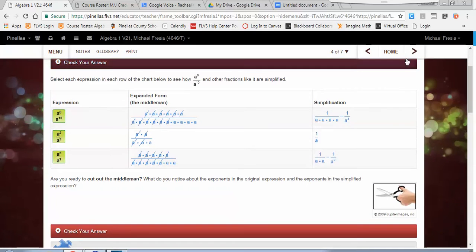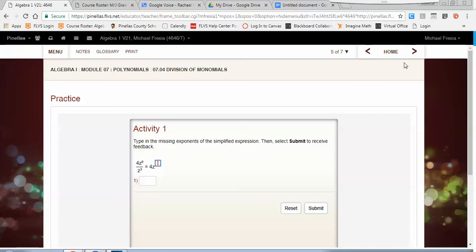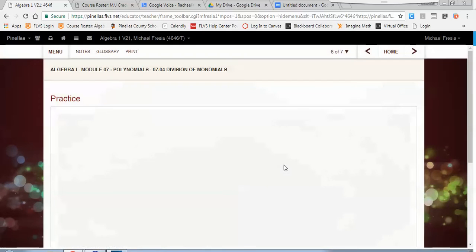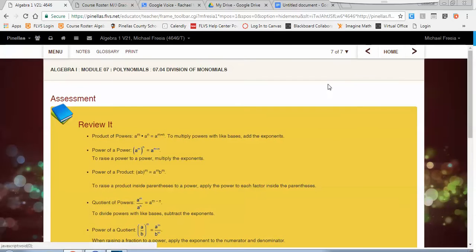All right. Remember, this is just a brief overview. These are the things you should be practicing, okay? Some of these practice things go into your gradebook automatically, so it's important that you do them all.